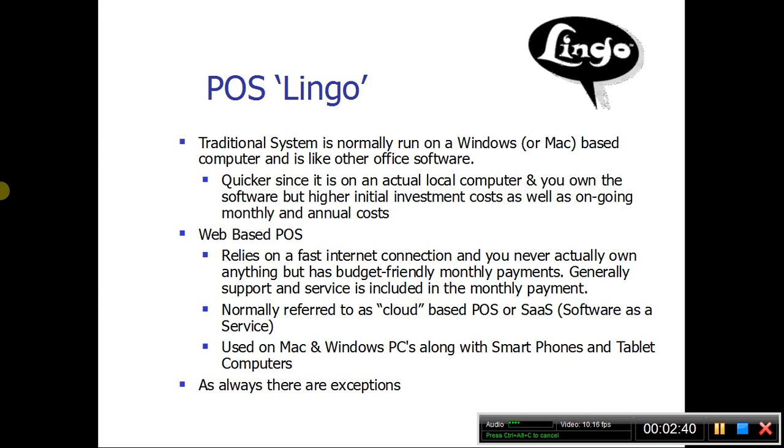Now, web-based point-of-sale systems rely on a fast internet connection. You never actually own anything, but you have some very budget-friendly monthly payments. And generally, those monthly payments include things like support and service, as well as any updates to the software. To give you an idea, those monthly payments, depending on the solution, can be as low as about $50 to $180 a month, which, if you think of it, really is not much more than probably a utility bill for your business. This is normally referred to as cloud-based or software as a service or subscription-based point of sale.